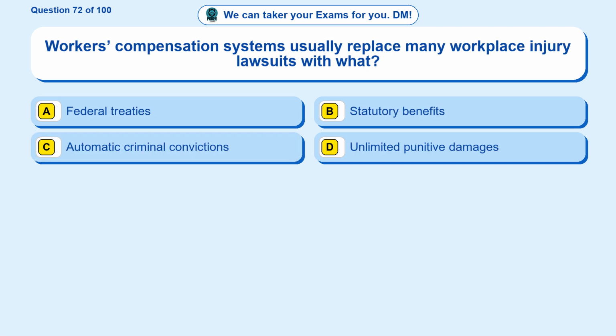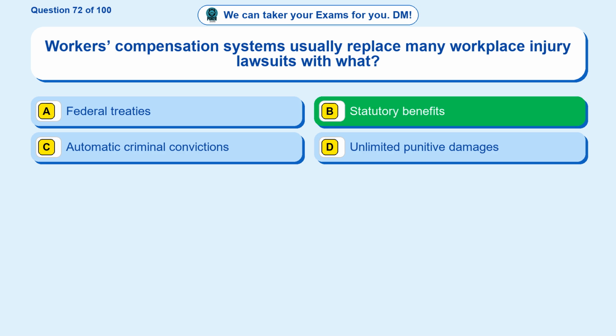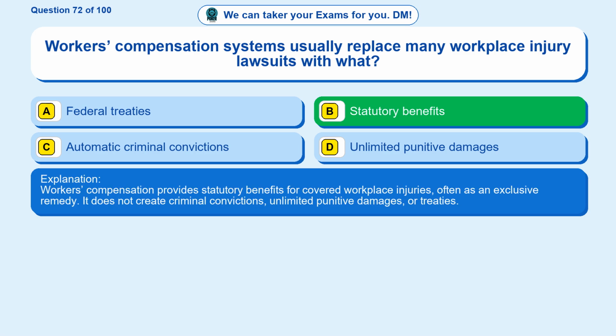Question 72. Workers' compensation systems usually replace many workplace injury lawsuits with what? Option A, federal treaties. Option B, statutory benefits. Option C, automatic criminal convictions. Option D, unlimited punitive damages. The correct answer is option B, statutory benefits. Workers' compensation provides statutory benefits for covered workplace injuries, often as an exclusive remedy. It does not create criminal convictions, unlimited punitive damages, or treaties.